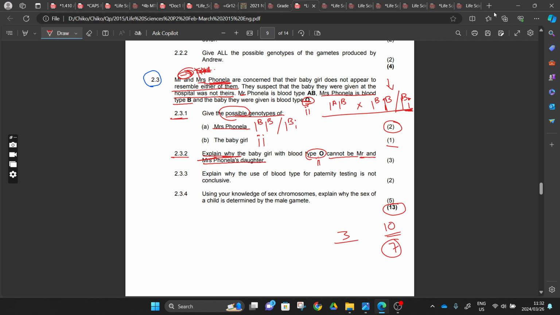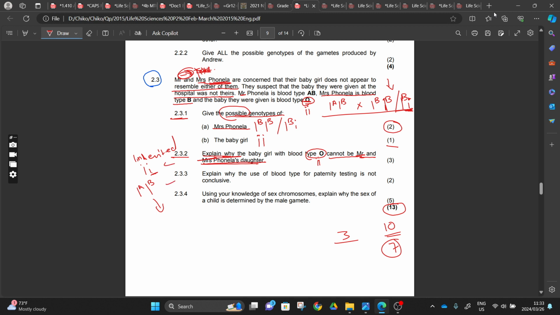We can say because the baby inherited both i and i, you explain it the way you want to explain it. Because the baby inherited both i and i, and there is no possible way that Mr. Fonela can give that baby an i. It means that we are excluding Mr. Fonela as the father in this situation. And then you can get 2.